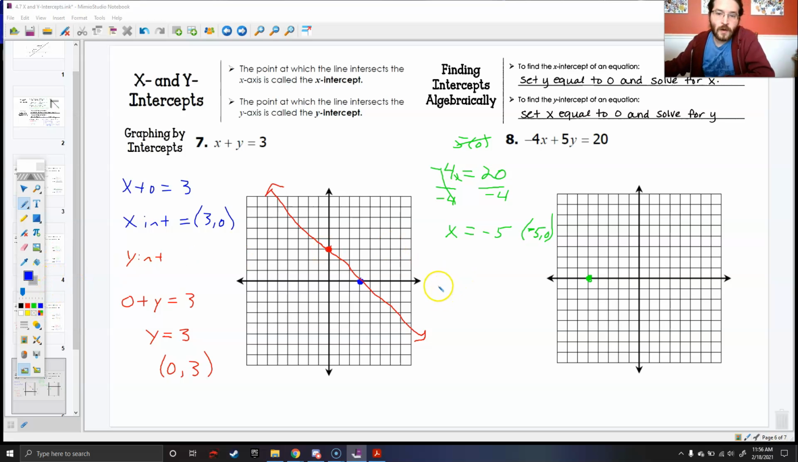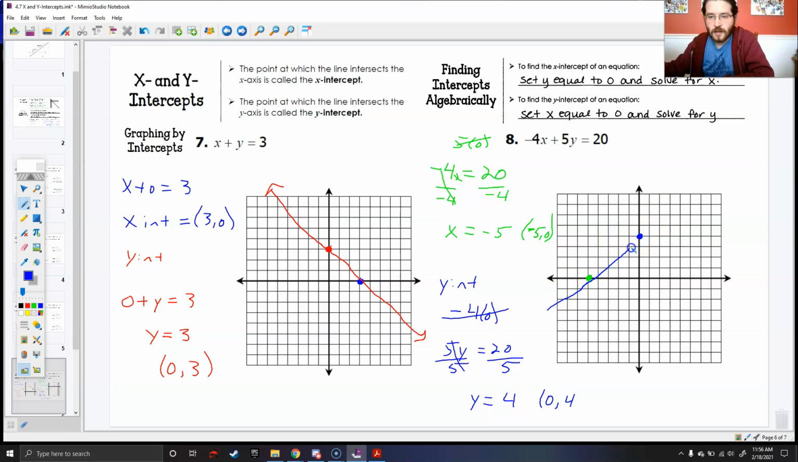And then for our y-intercept, so -4 times 0 is still going to cancel out. So we have 5y equals 20. So we divide by 5. So we have y equals 4. So we have 0, 4. So 1, 2, 3, 4. And then we just connect a line.